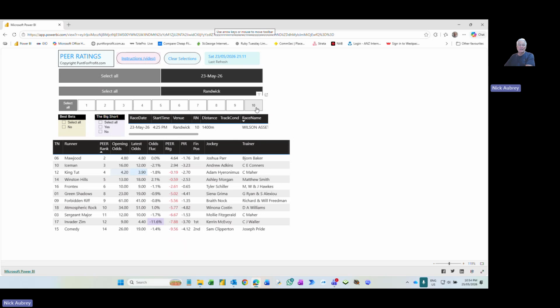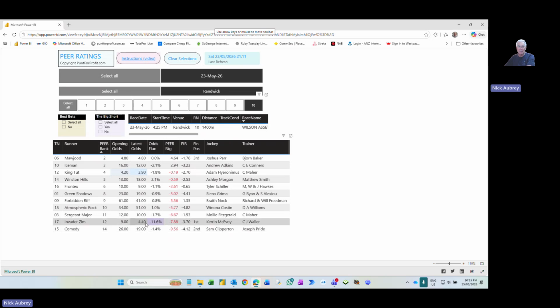So Invader Zim was, as you can see here, one of the biggest shorteners of the day, 9s into 4s. It was very interesting that the track condition was a bog track. Normally that would show the track condition, but for some reason it didn't pop up on the day. I don't know why. And an old punting adage is you always back the shorteners on a wet track. That was certainly the case on Saturday, with Kieran McAvoy coming down the outside, clearing away and winning easily.